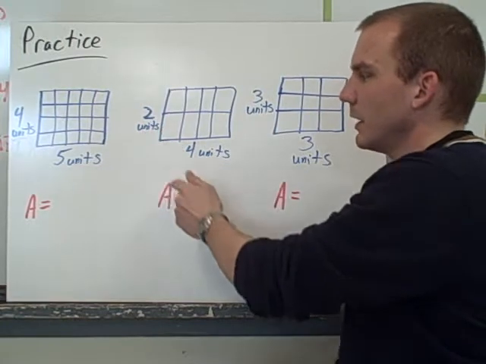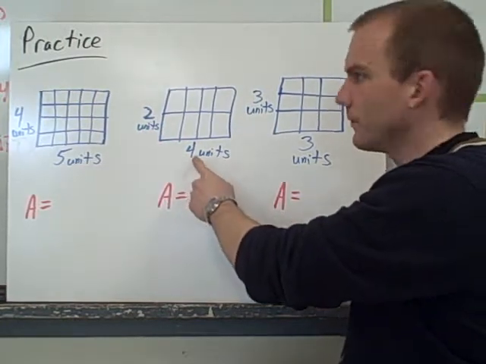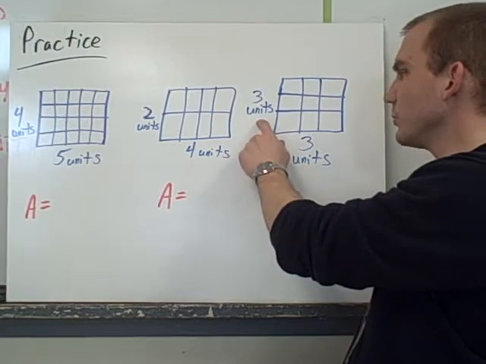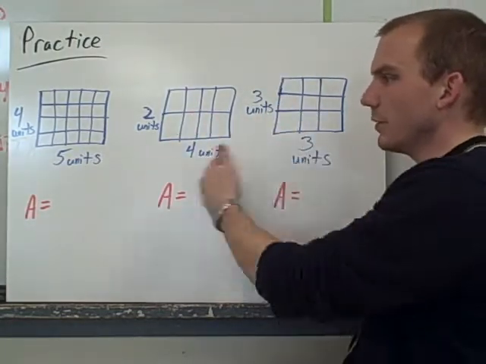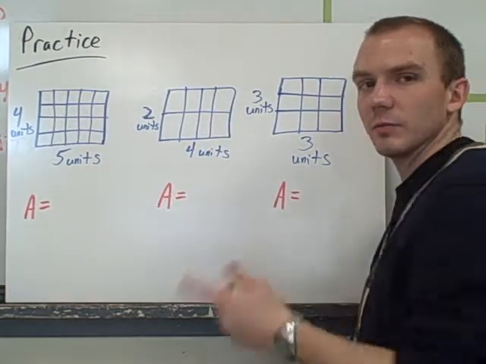Solve this rectangle for area, 2 units and 4 units. And this one is 3 units and 3 units, so both are the length and the width. This is actually a square. Find the area for all 3 of these, write it down, and bring it into class.